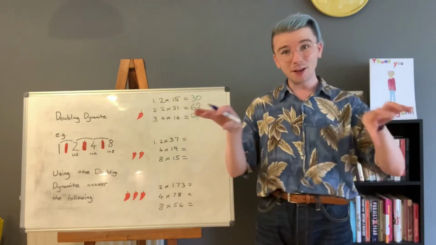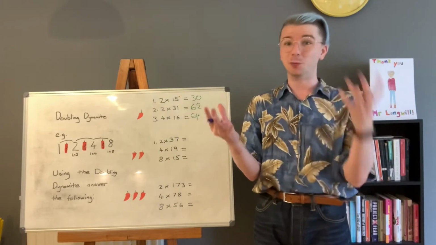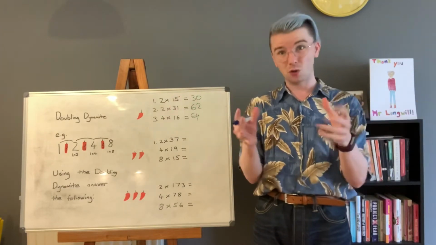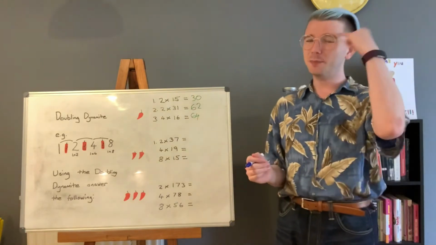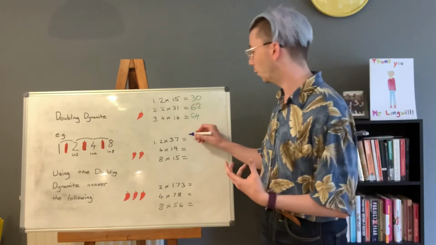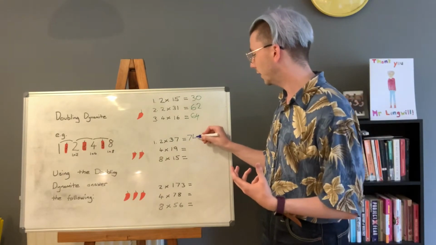Now you could split the number up and double 30 and double 7 and add those together. That would give you 60 and 14 all together. That makes 74. But in my head, I knew that double 37 was 74. So I'll write that here.